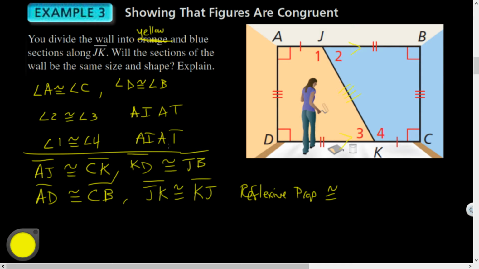And therefore, I'm going to say AJKD is congruent to who now? Get the letters right. Who can get the letters right? C, K, J, B. You got it. Nailed it. Good stuff.